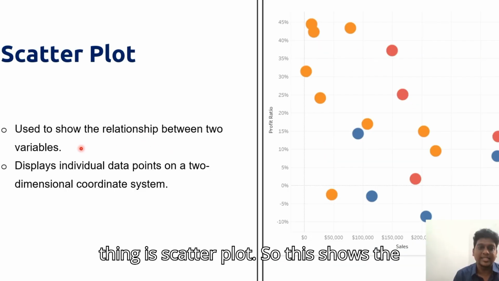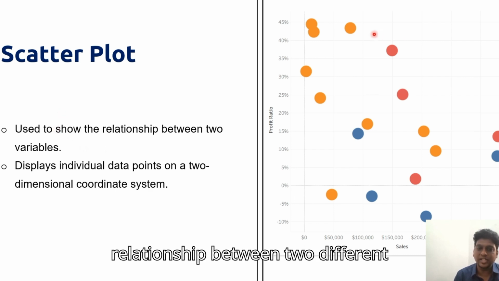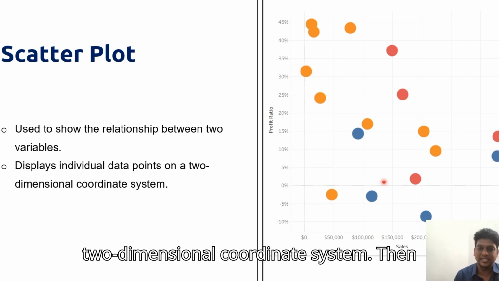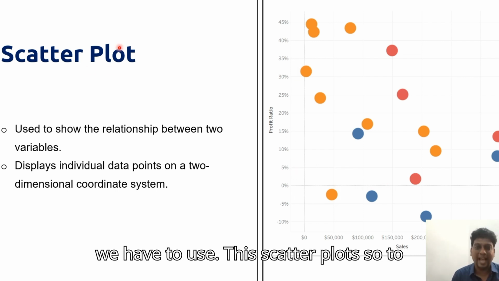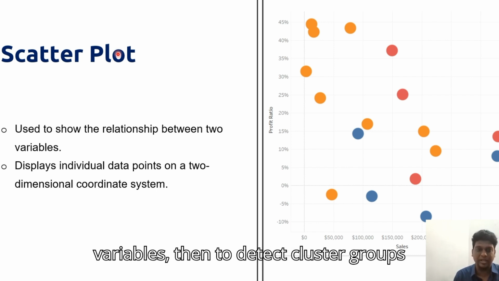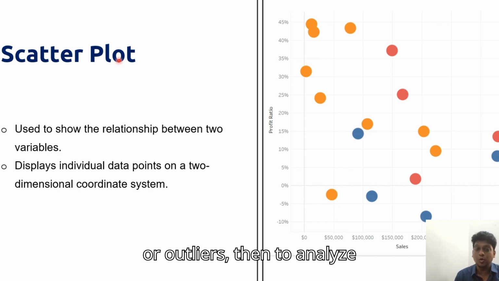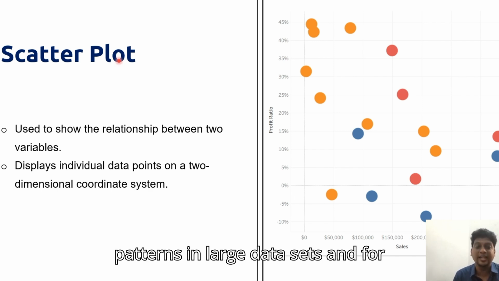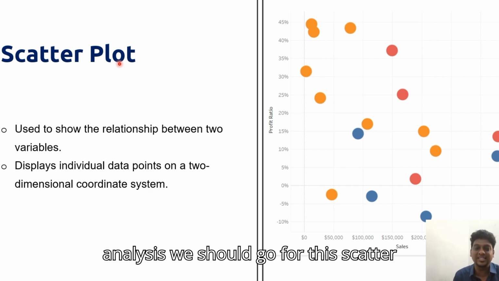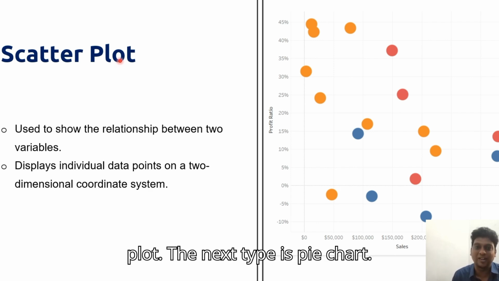The next thing is the scatter plot. This shows the relationship between two different variables and displays the individual data points on a two-dimensional coordinate system. We use scatter plots to identify correlations between two variables, to detect clusters, groups or outliers, to analyze patterns in large data sets, and for regression or predictive modeling analysis we should go for the scatter plot.